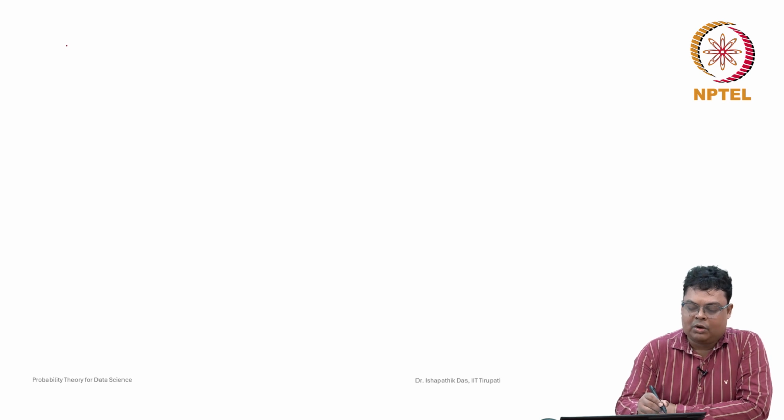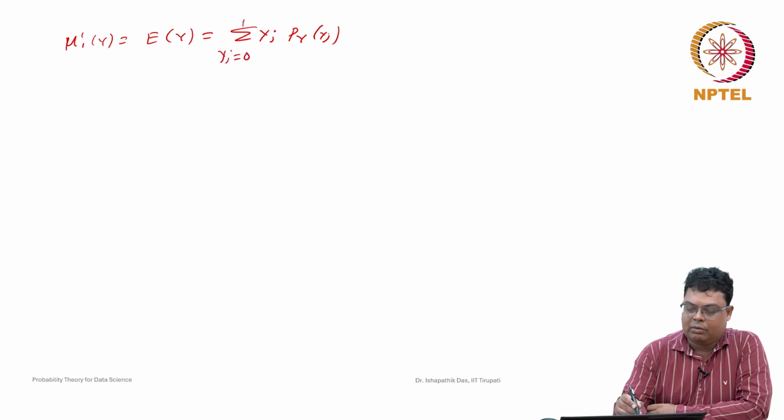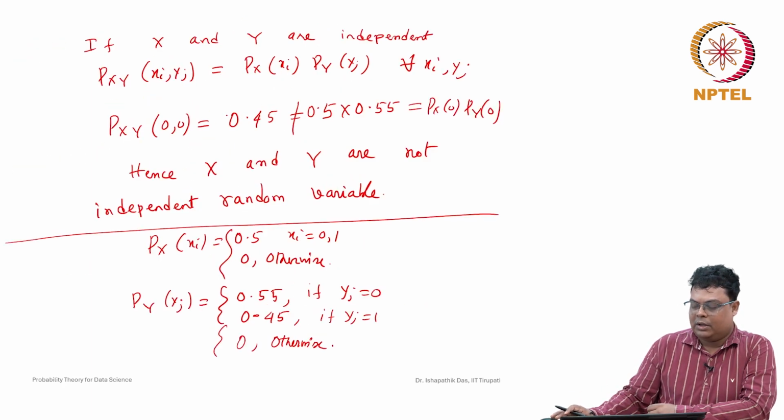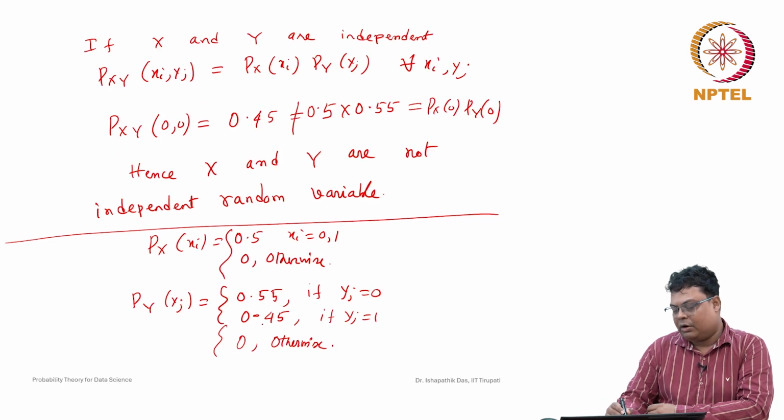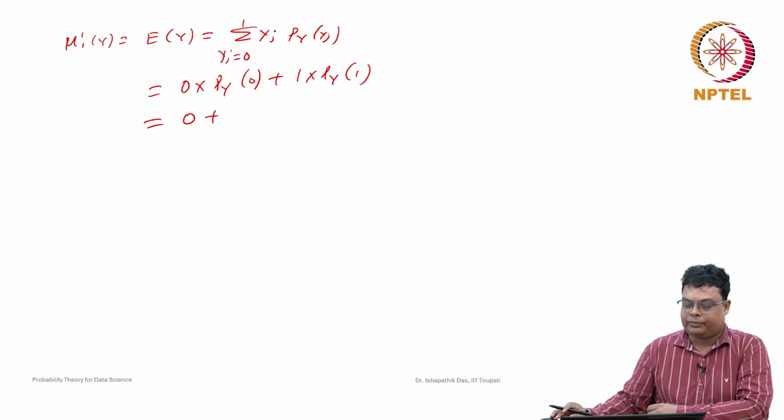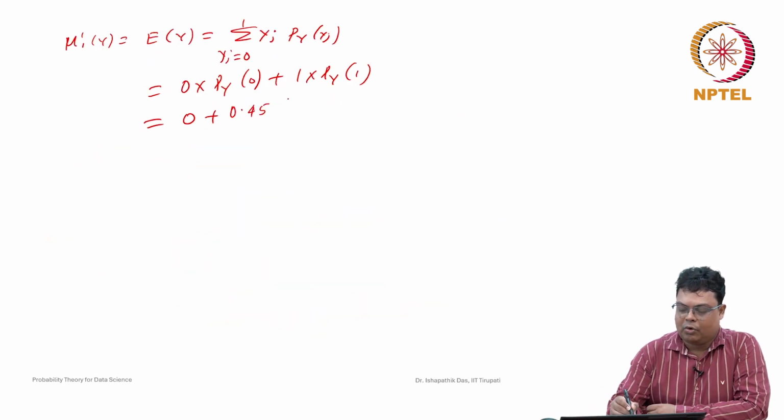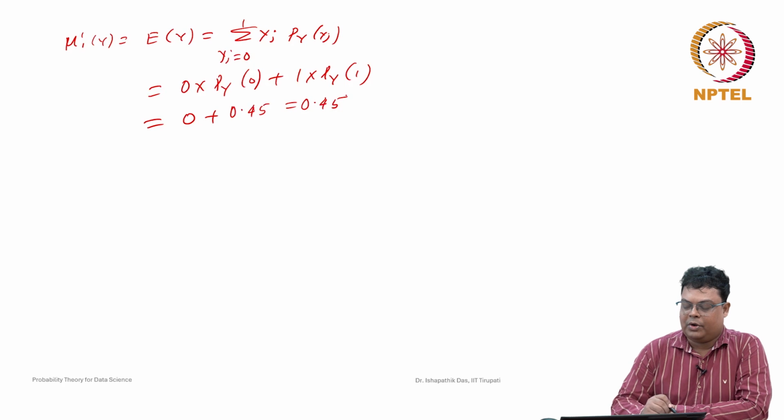So what will be the mean of y? Expected value of y, mu1 dash of y. This is by definition the summation of yj, py of yj. Yj can take the two values 0 and 1. Now, 0 into py of 0 plus 1 into py of 1. So this is 0 plus what is py of 1? Py of 1 is nothing but 0.45. This is equal to 0.45.